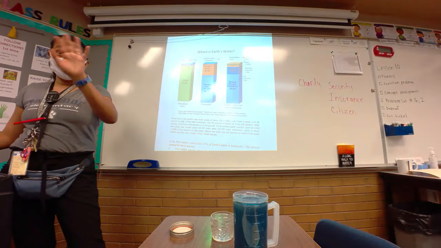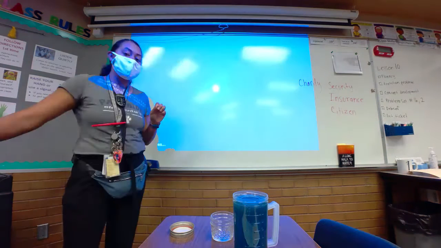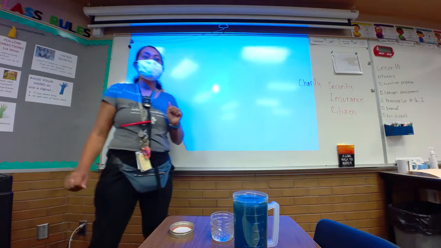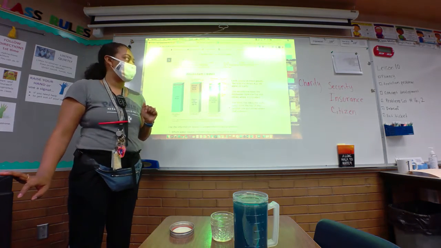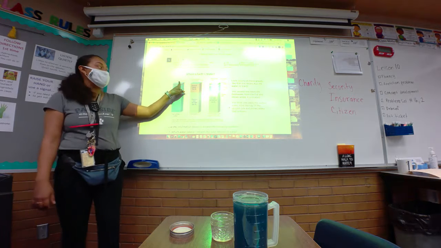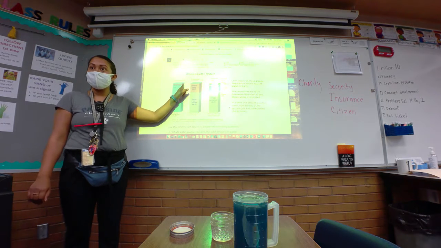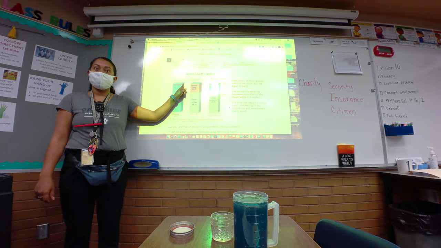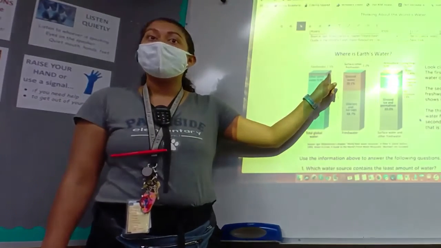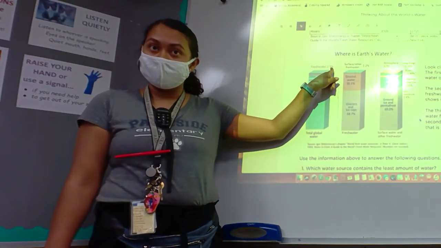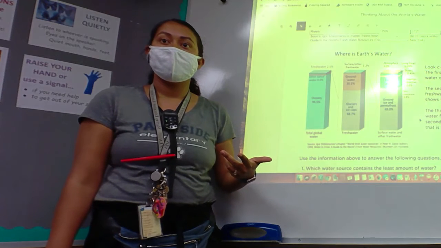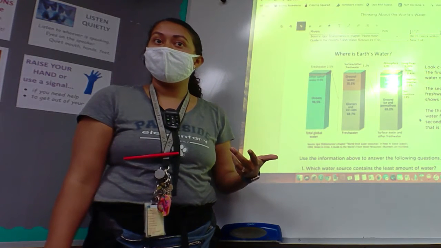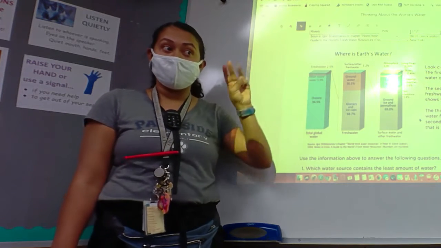Okay, so look at the graph. What percentage of fresh water do we have on Earth? What does it say on the top? It's not 1%. It's 2.5, 2 and 5/10. So almost 3%. If we rounded it, it would be about 3%.